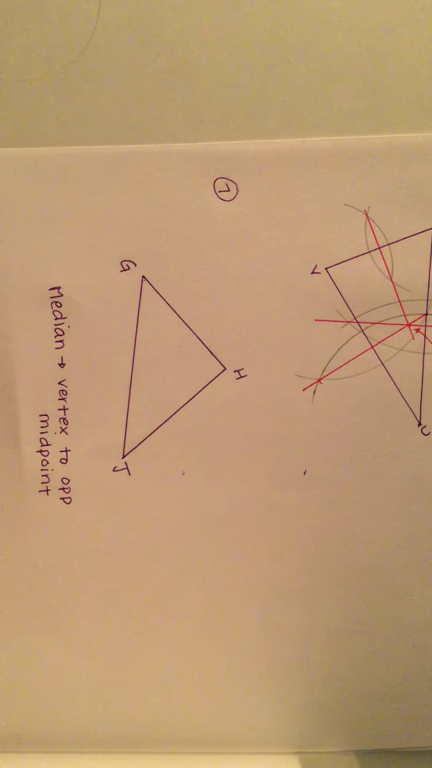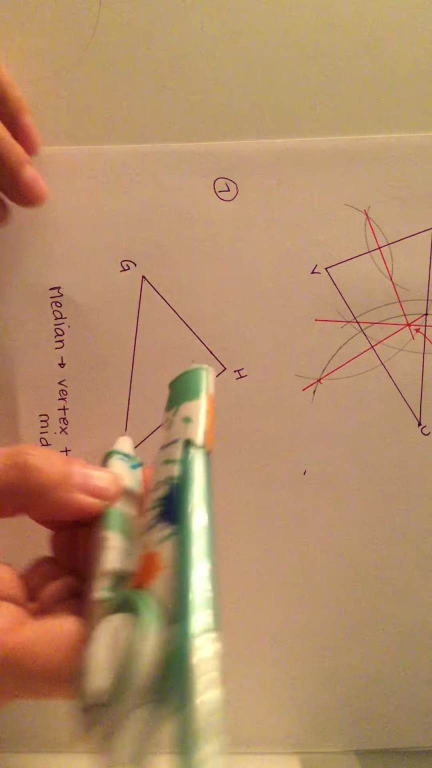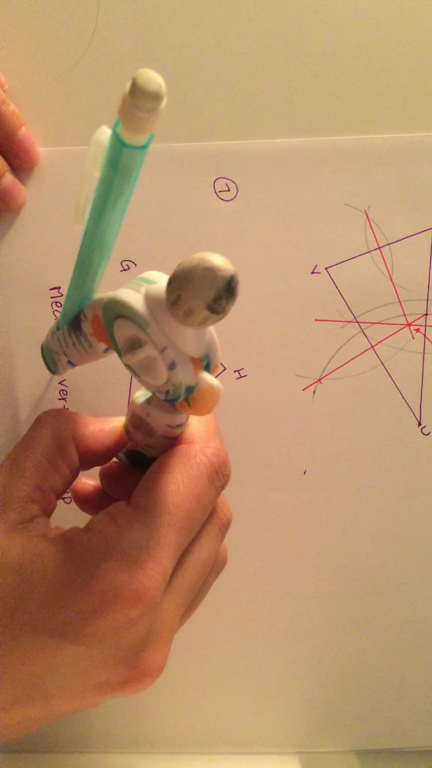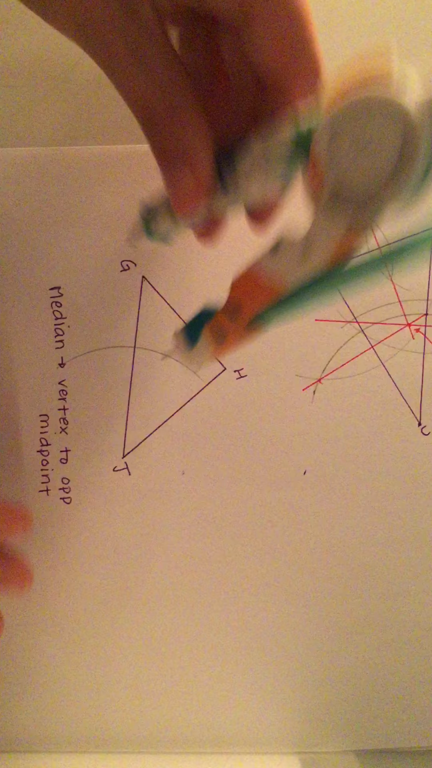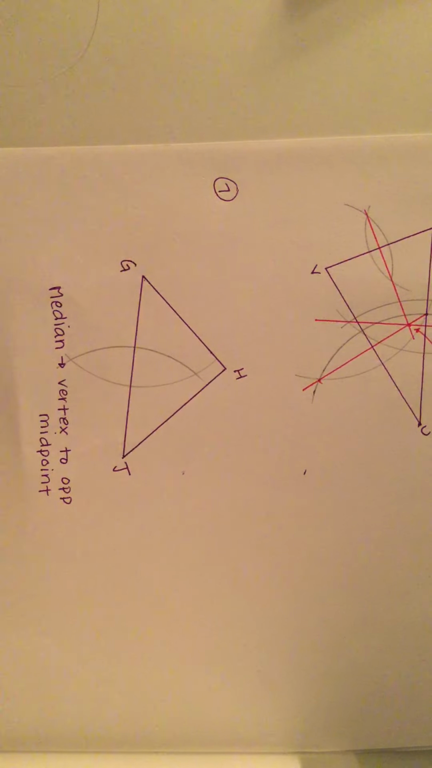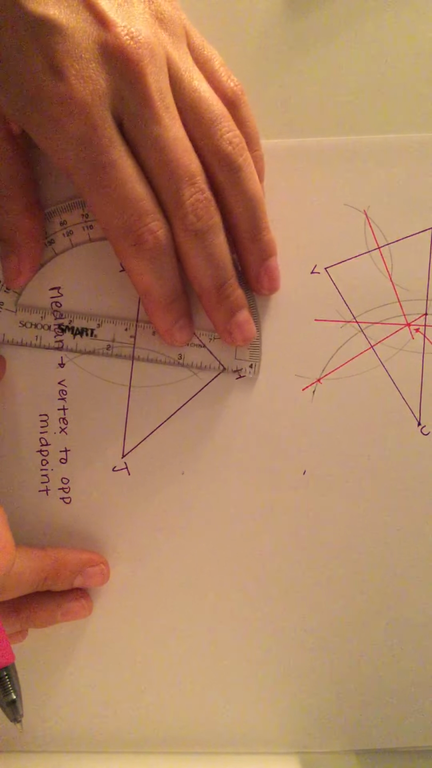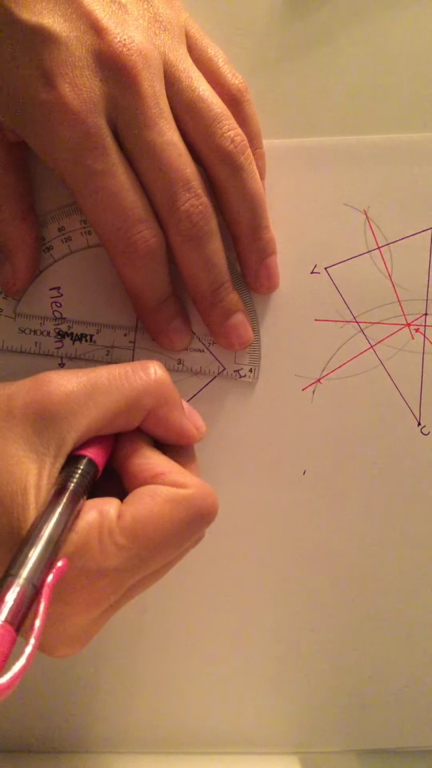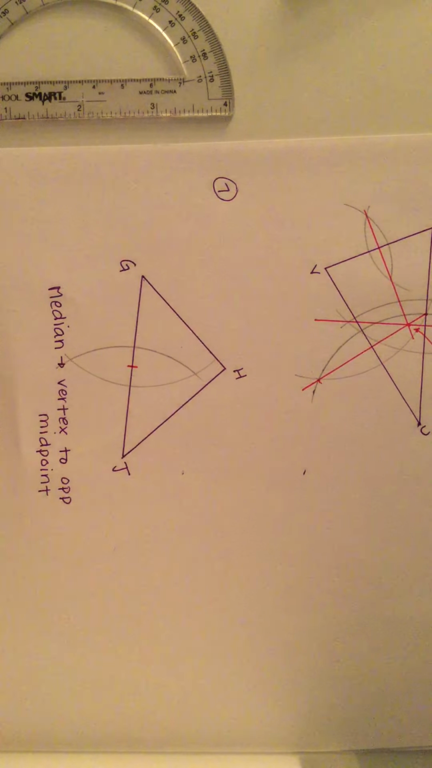Okay, so if I want the midpoint, that means I need the perpendicular bisector, so I know where the halfway mark is. So again, I'm going to construct the perpendicular bisector of each side so that I can find the midpoint. So I'm going to find the midpoint of GJ. I'm going to open my compass more than halfway, draw an arc, turn it around, draw an arc. Now rather than drawing the whole perpendicular bisector, I'm just going to line up my straight edge with the 2 points of intersection and mark where the midpoint is on the segment.